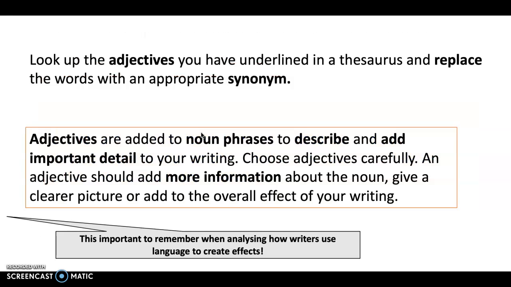The next task is you're going to look up the adjectives you had underlined in a thesaurus and replace them with an appropriate synonym. So a synonym is a word that has a similar meaning. For example, the word beautiful is similar to the word pretty.